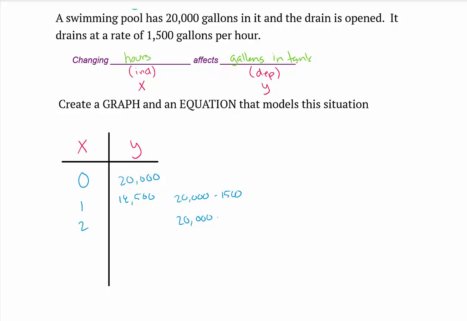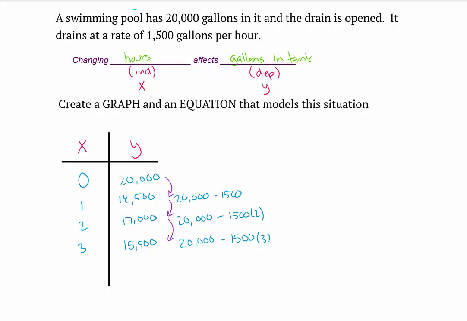And then at 2 hours, we would be taking away another 1,500, so our calculation would be 20,000 minus 1,500 twice. And that's going to be, in this case, 17,000. And then 3 hours, I don't actually care so much what the number is, although it will help us, but I'm going to subtract 1,500 3 times. Where the 3 times is coming from is minus 1,500 once, minus 1,500 twice, minus 1,500 3 times, which ultimately is going to put us at 15,500 gallons. So we've got a few points, and now we can begin to make a graph.